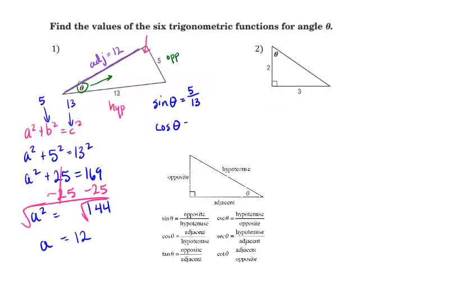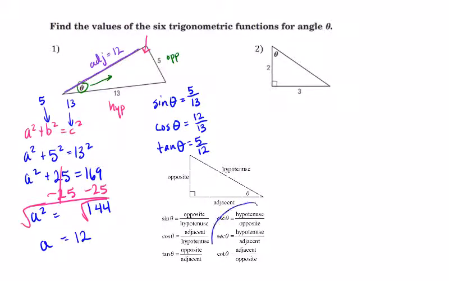Cosine of theta is adjacent over hypotenuse, right? So here's adjacent, 12. That's going to go in the numerator. And hypotenuse, 13. So that's going to go in the denominator. All right, and then we have tangent, which is opposite over adjacent. So opposite 5 over adjacent 12. Okay, so there's our main 3 trig functions.